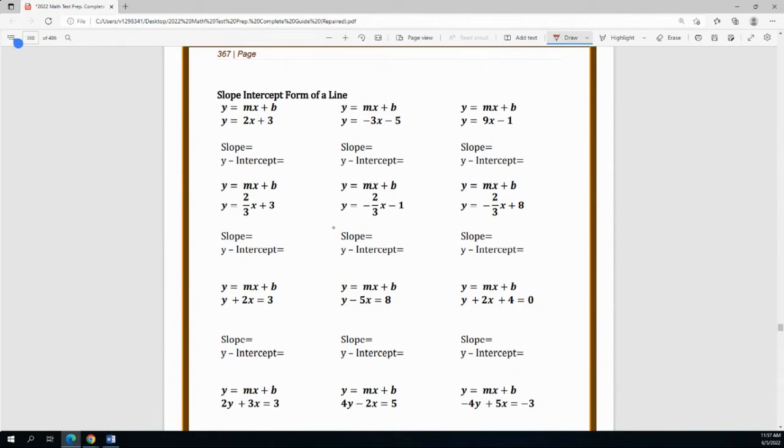Slope-intercept form of a line. Slope-intercept is just talking about the standard form. Let me show you what the standard form of a line looks like. It might be a little confusing at first, but I just want to go ahead and write it, okay? It says y equals m times x plus b.